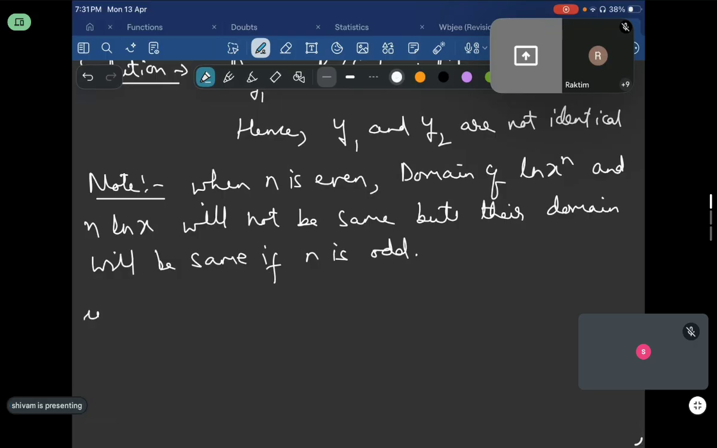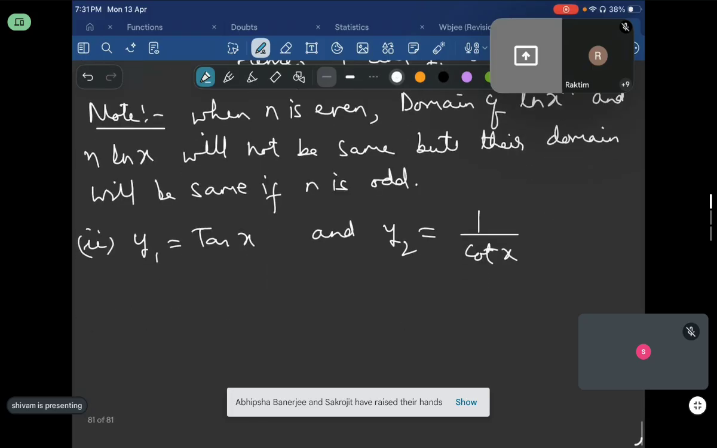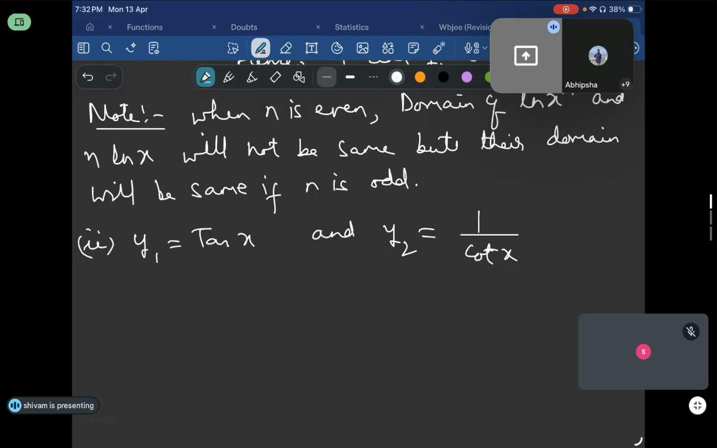Next, part 2. y1 is equal to tan x and y2 is equal to 1 upon cot x. What do you think? Are these functions identical? Abhipsha, tell me. They are not identical, because the domain is not the same.